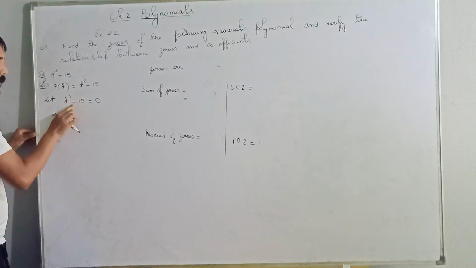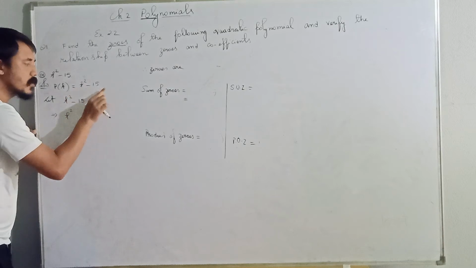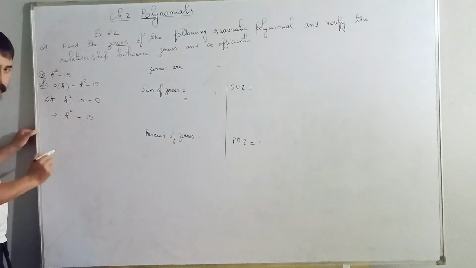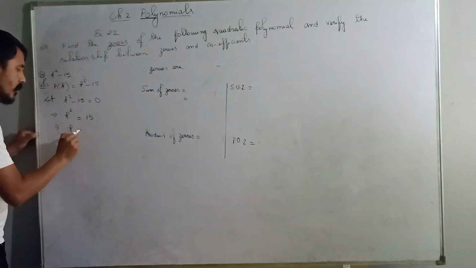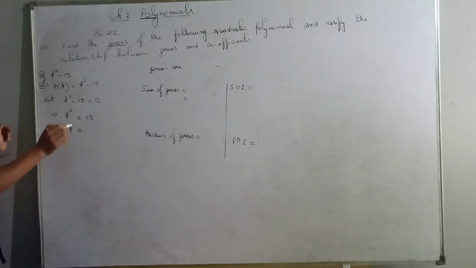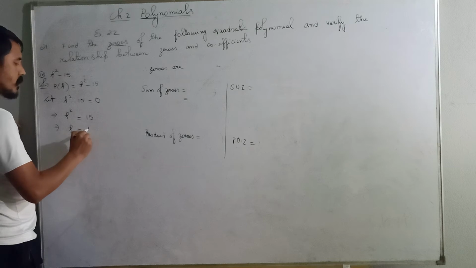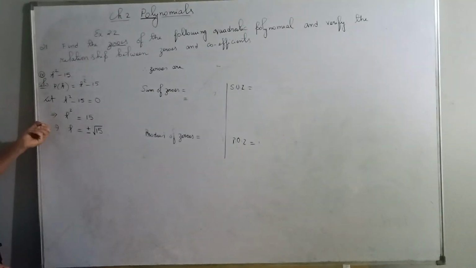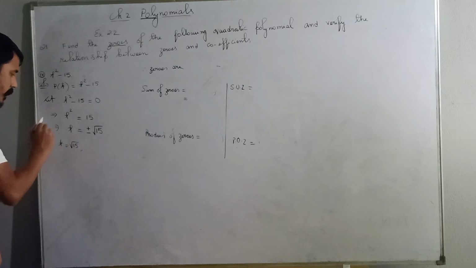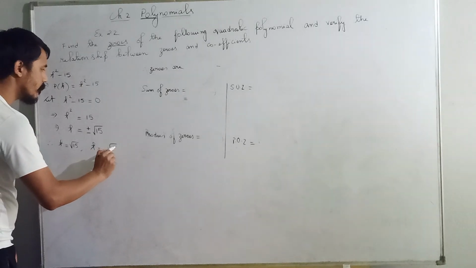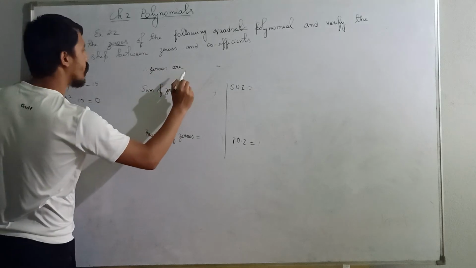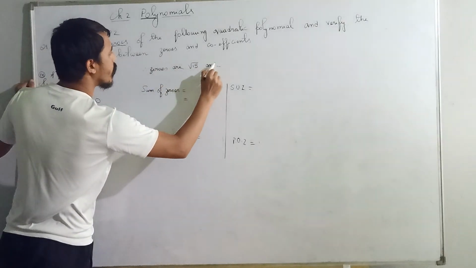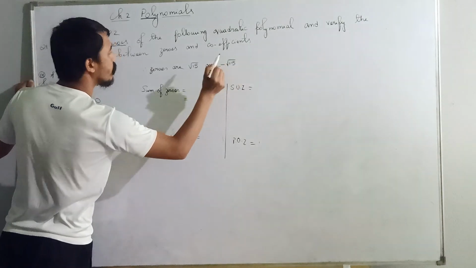t square, this minus 15 can be transposed to the right hand side as plus 15. Now in order to find the value of t, the square also needs to be transposed to the other side. Then it becomes plus or minus square root of 15. The square being transposed to the other side becomes plus or minus square root. Therefore, we have got 2 values of t. The first value of t is plus square root of 15, and the other value of t is minus square root of 15. So the zeros are plus square root of 15 and minus square root of 15.